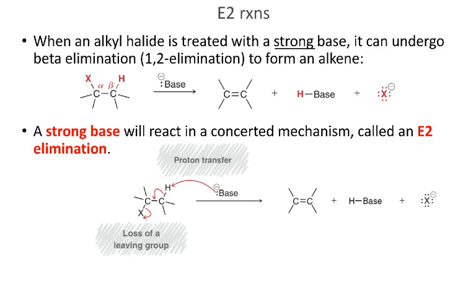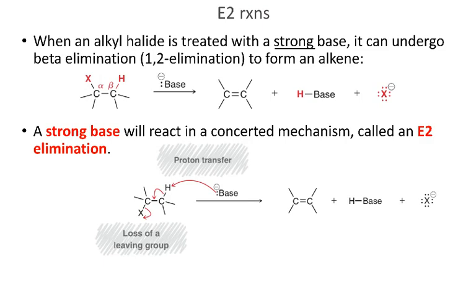So when an alkyl halide is treated with a strong base, it can undergo beta elimination, right, where we're removing the halogen and then we're removing a hydrogen on one of the beta carbons. And a strong base will react in a concerted mechanism called an E2 elimination. And in another video, we'll look at another type of elimination called an E1 elimination. But much like the SN2 reaction, an E2 reaction is a concerted mechanism. So we have two things going on at the same time.